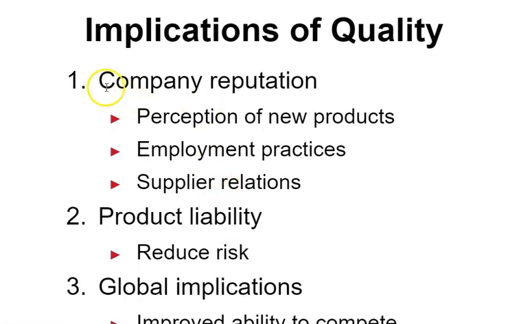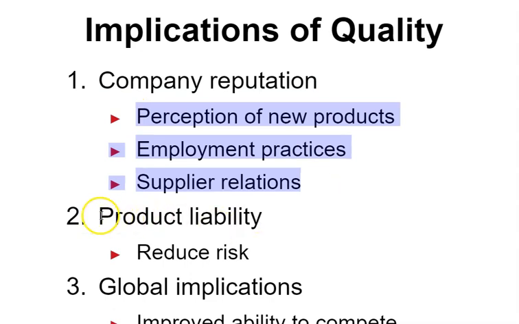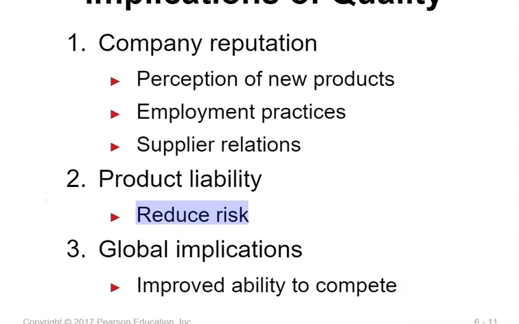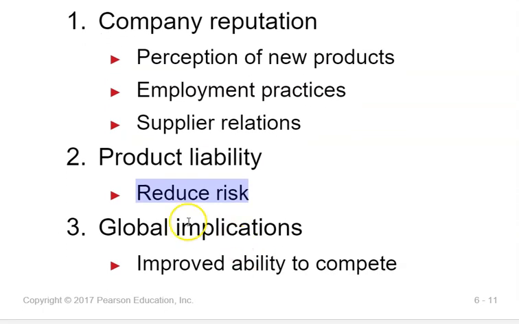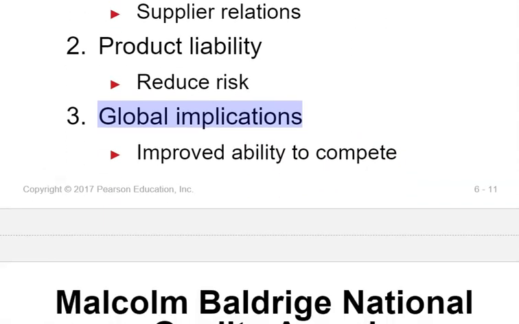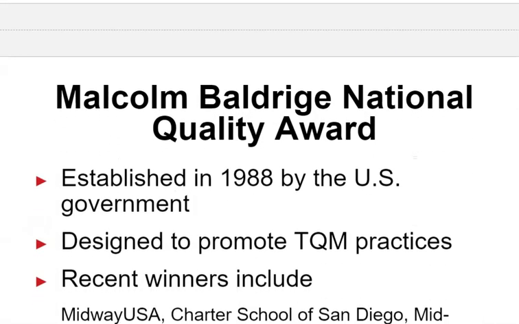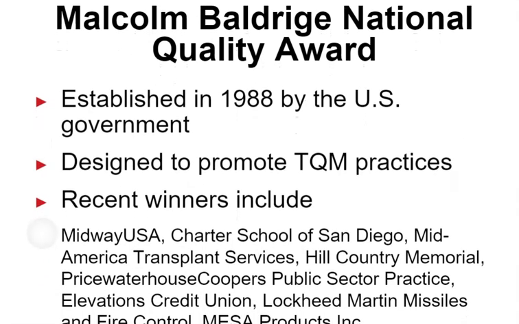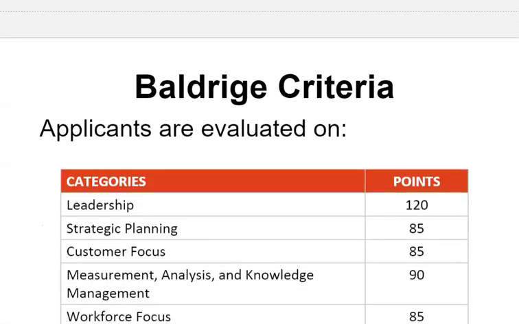Implications of quality: company reputation, perception of new products, employment practices, supplier relationships, and product liability. If you have higher quality, of course, you have a lower risk of having returns and failures. And what are the global implications? Improved ability to compete, and making sure that you have the sales and not the other companies. These parts you can read from the book.